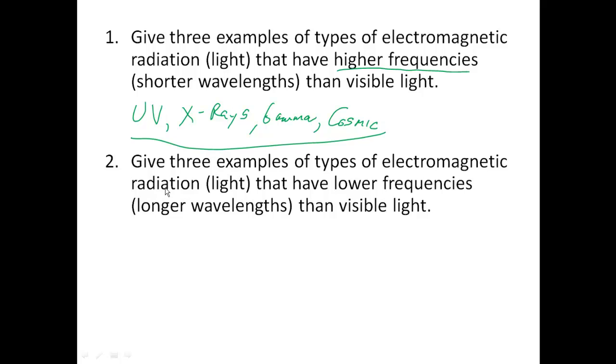Okay. 3 examples of electromagnetic radiation that have lower frequencies, so they have less energy, they have longer wavelengths. So the one that's closest to us is infrared radiation. The next one is microwaves, like in our microwave ovens.